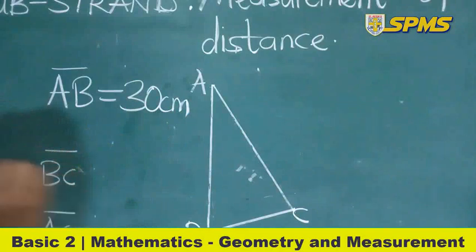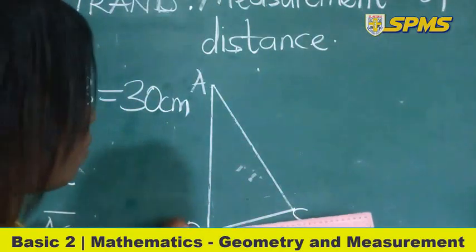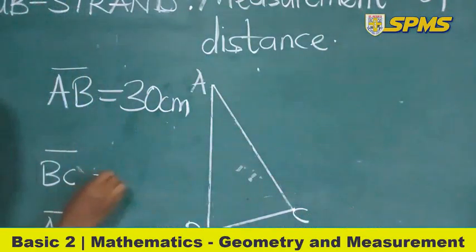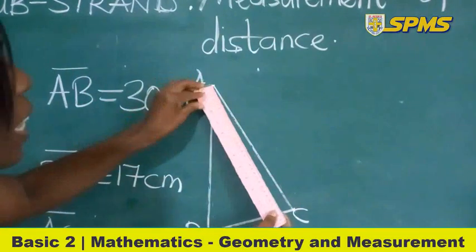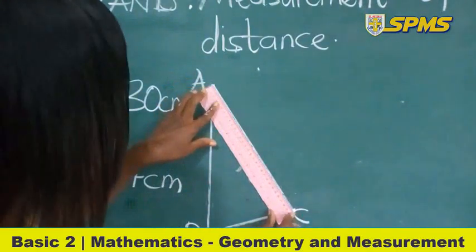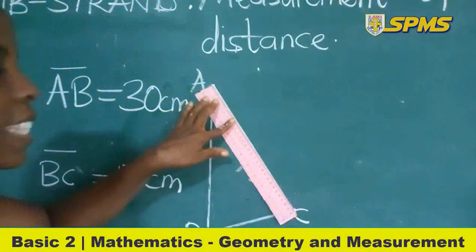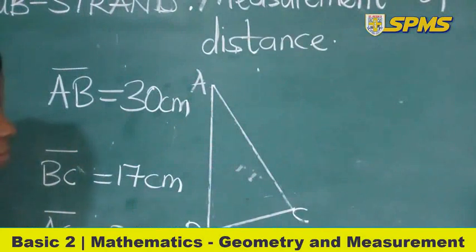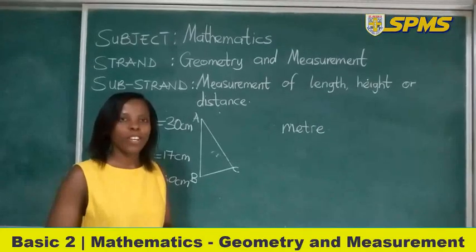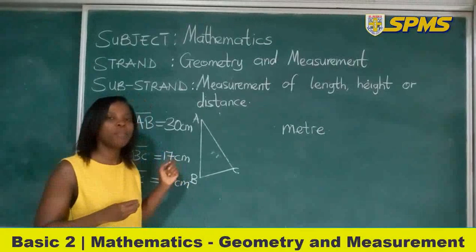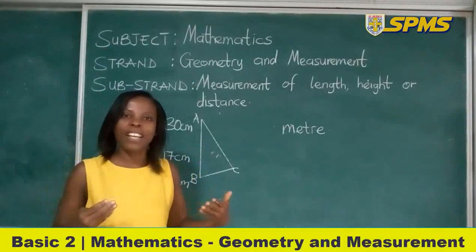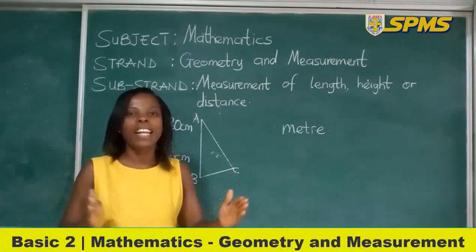Now let's measure line segment BC. Good. Line segment BC is also 17 centimeters. Let's look at the other line, segment AC. Line segment AC is also 30 centimeters. Very good. So you see, I use the unit centimeters to measure the sides of this triangle. So the unit centimeter is used for measuring shorter length.